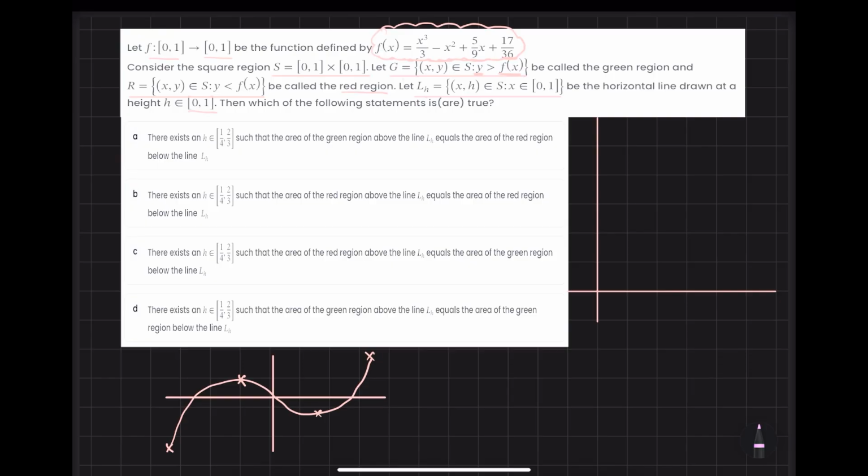So first let's create the box. 1, 1, 1, 1. So we have created that box. This is 1 comma 0, this is 0 comma 0, this is 0 comma 1, and this is 1 comma 1. Okay, now let's try to draw the diagram.